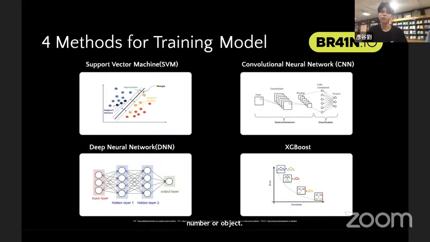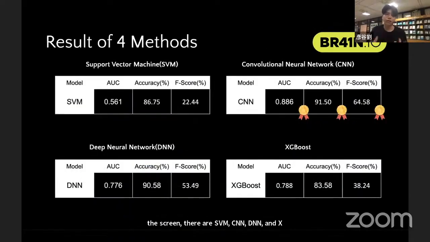Okay, in the following part, I'm going to talk about the 4 methods for training the model. As you can see on the screen, there are SVM, CNN, DNN, and XGBoost. Here are the results of using the different methods. The conclusion is that CNN gets the highest AUC, accuracy, and F-score.